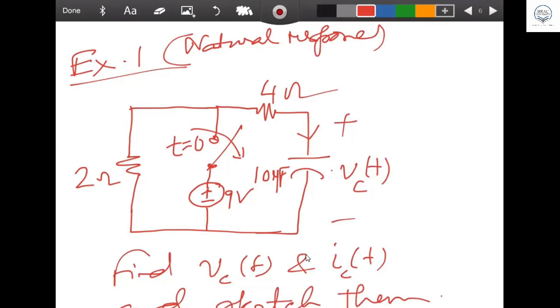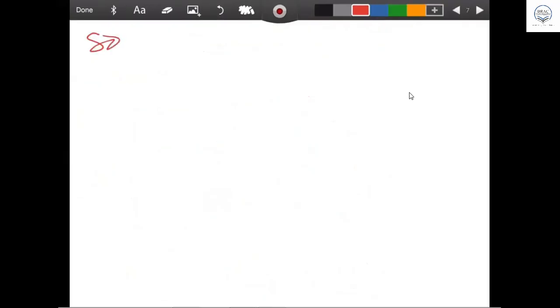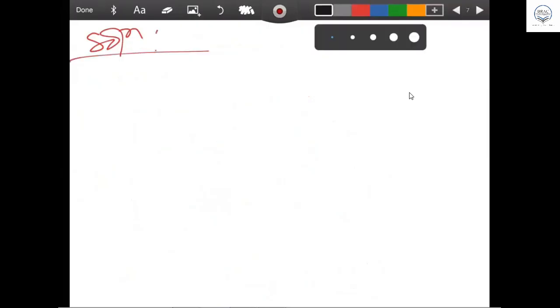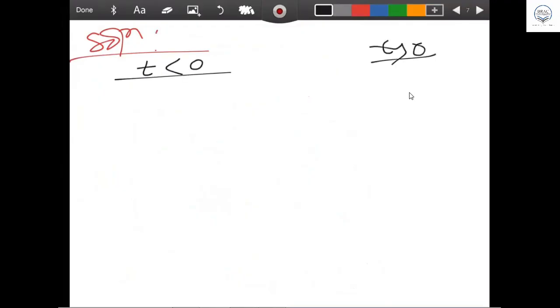You can easily apply the equation and find the solution. First thing first, we have to draw the 2 circuits, and you must get some marks for that also. One circuit is for t less than 0, and the other is for t greater than 0. That's your first job, and then you can start.